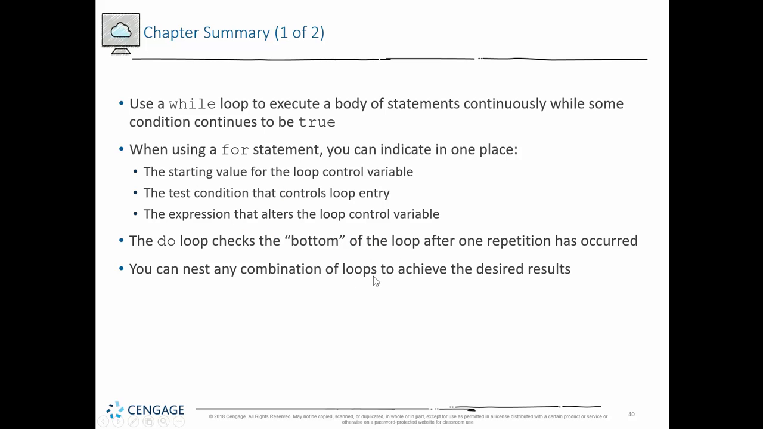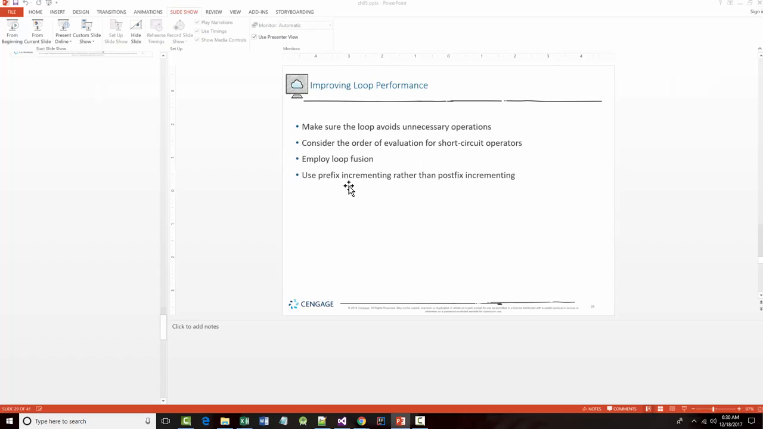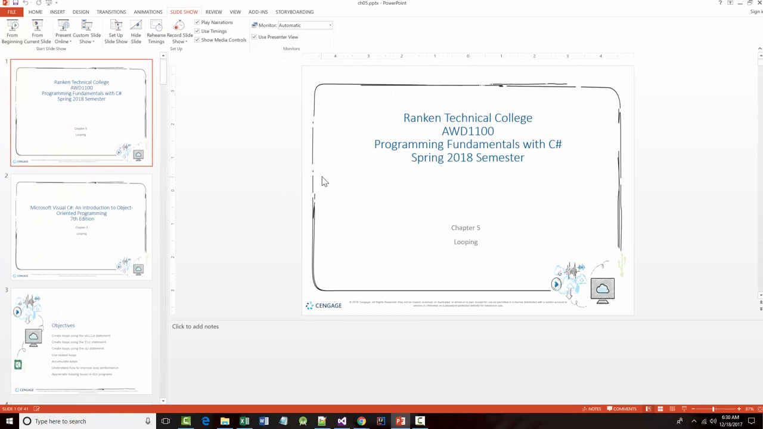You can nest loops to get your desired results. Remember what an accumulator is? It's a total, basically. We talked about ways to improve loop performance, and the fact that typically, if you're going to use while, for and do while in GUI programs, they're going to work the same way that they do in a console program.